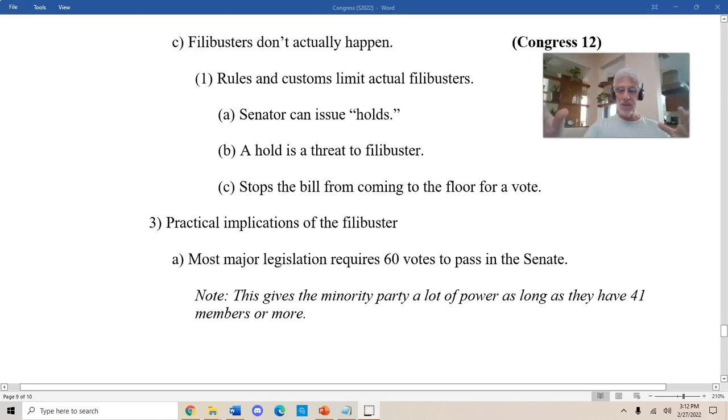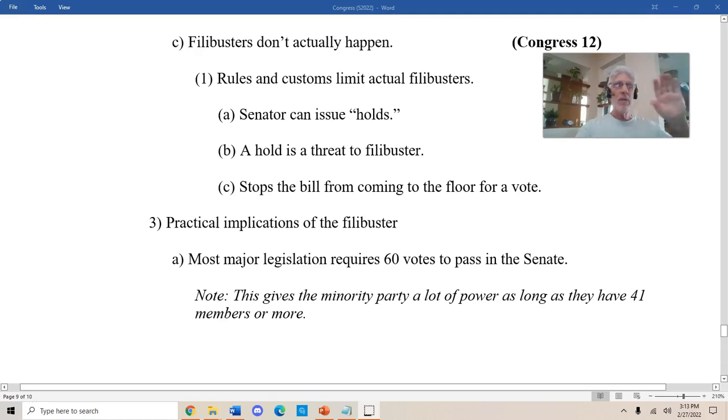So most major legislation requires 60 votes to pass in the United States Senate. And this gives the minority party a lot of power as long as they have 41 members or more. Now there is one exception to this. The one exception to this, and this isn't going to be on the exam, are bills that have to do with the budget, coming up with a budget.